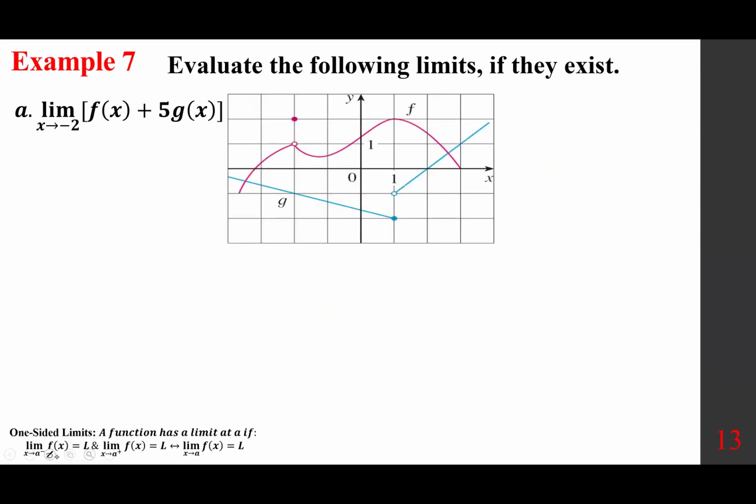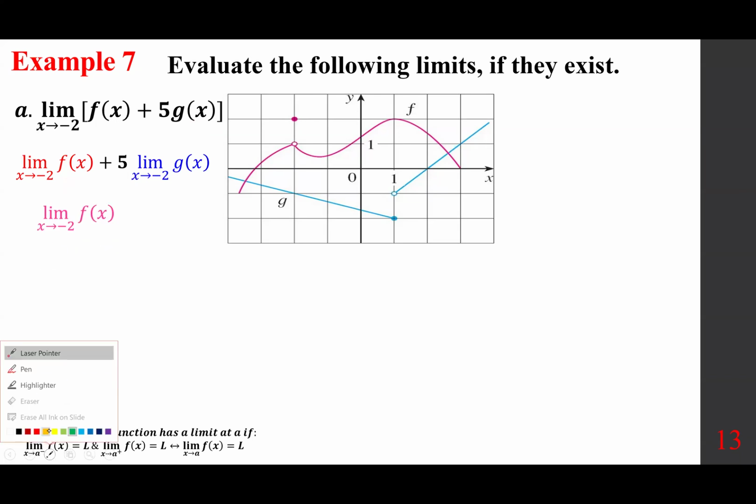Evaluate the following limits. We're reminding you of the one-sided limits. And to evaluate this, we're going to use the limit laws by cutting it into two pieces. Limit of the first piece plus 5 times the limit of the second piece as x approaches -2. So we start by finding the limit of f of x as x approaches -2. Here's number -2. We are coming to that from the left. That means here. From the right, that means here. And whether we go from the left or right, in both cases, we are moving towards the same point, which has a y coordinate 1.